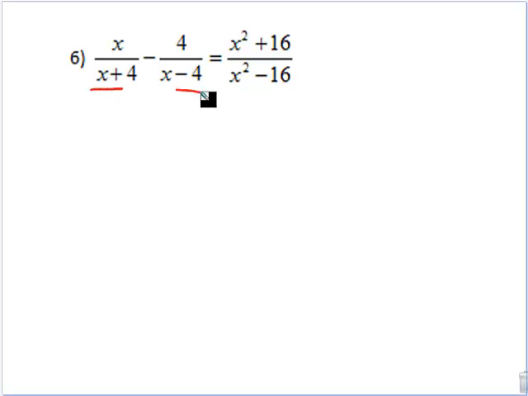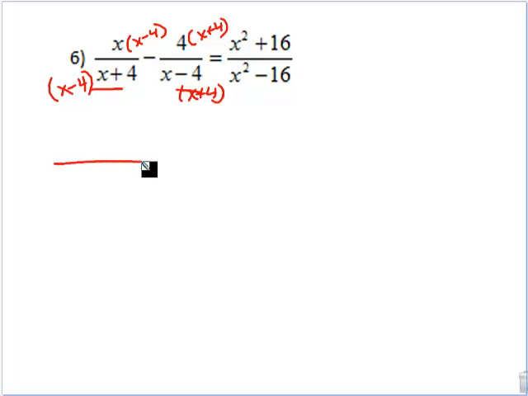So what would I have to multiply this first one by? By each other. So I multiply that one by an x minus 4, and this one by an x plus 4. Oh, you could just cancel them out because they're going to equal 16. Well, we can't cancel yet.